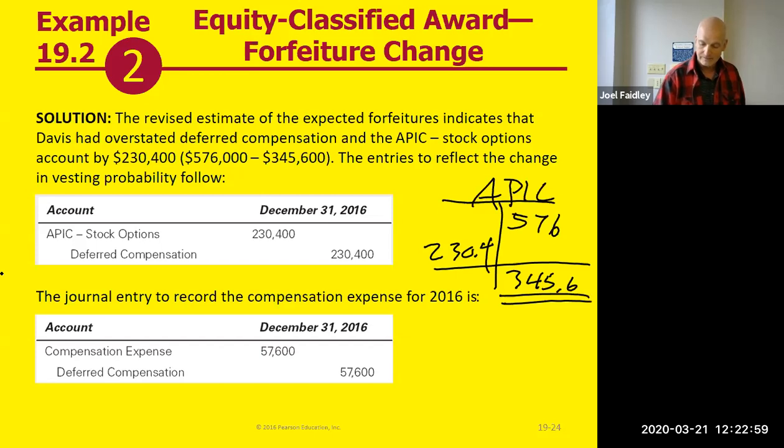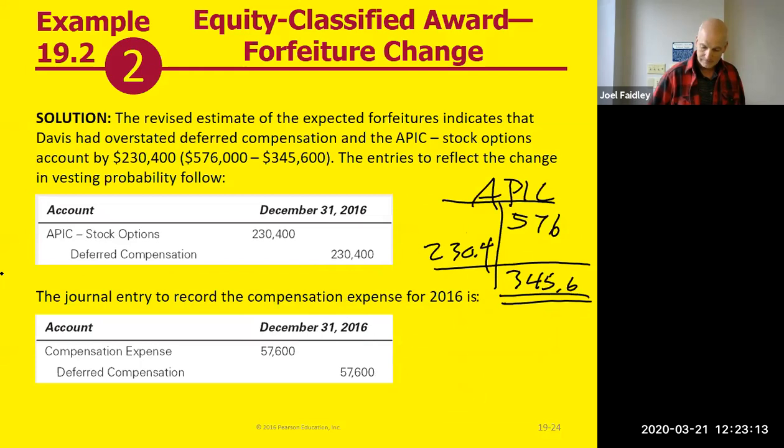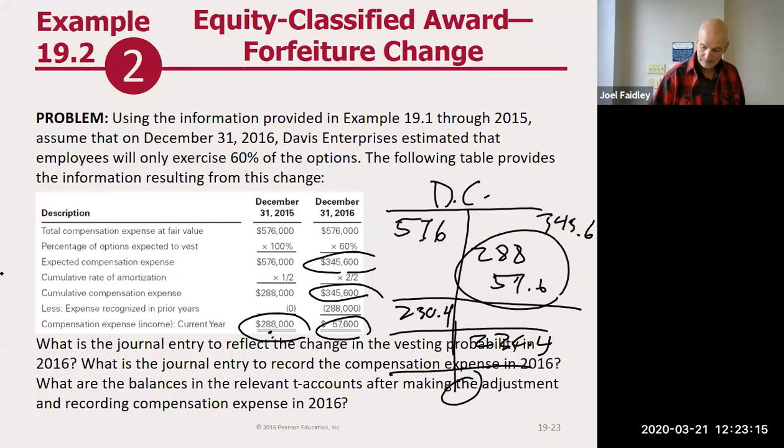We've recognized that expense, 345.6, right here, haven't we? 288, followed by 57.6. That's what's gone to our income statement. 345.6. And now our deferred comp is gone, but we got to make an entry to zero out deferred comp. That's got to be 0 at the end, because it all has to go to the income statement. These dollars that we've put in there have to go away. It has to be 0.